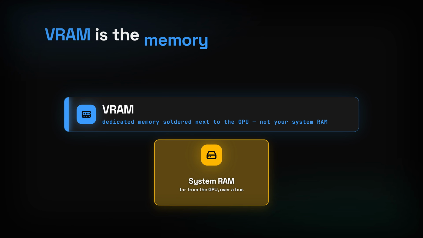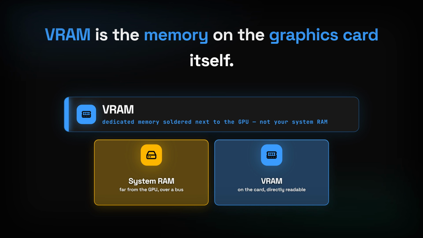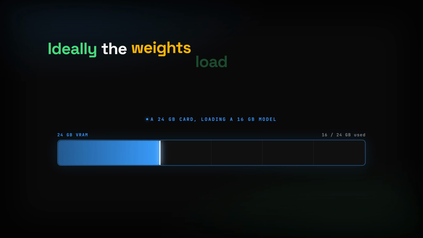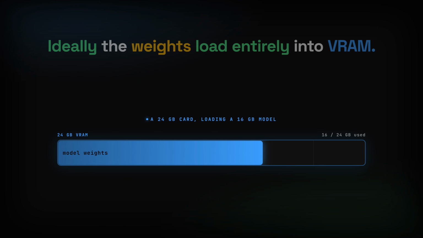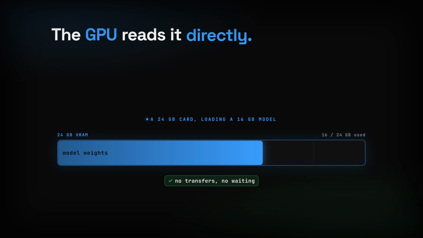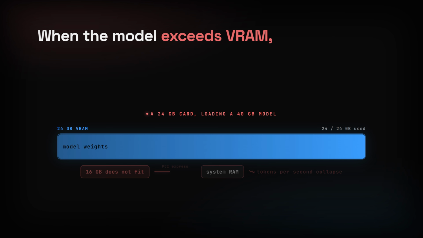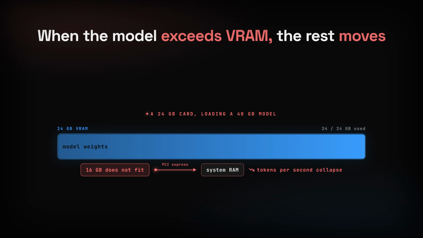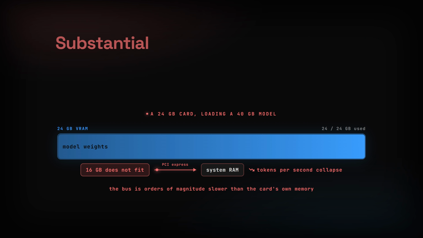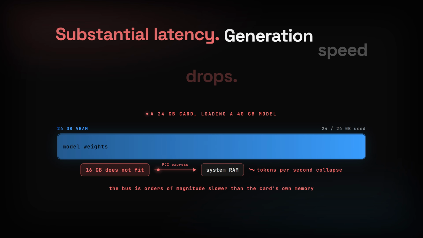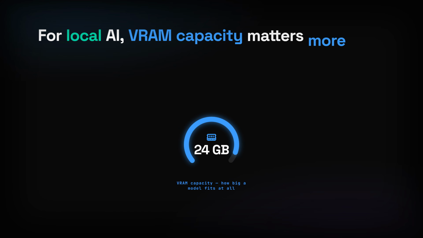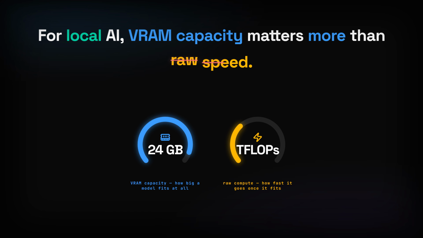VRAM is the dedicated memory located on a graphics card. During inference, model weights are ideally loaded entirely into VRAM. Since GPU memory is directly accessible by the GPU, inference becomes significantly faster. When the model exceeds available VRAM, portions of the model must be transferred between GPU memory and system RAM over the PCI Express bus. This introduces substantial latency and reduces generation speed. For local AI, VRAM capacity is often a more important factor than raw GPU processing power.